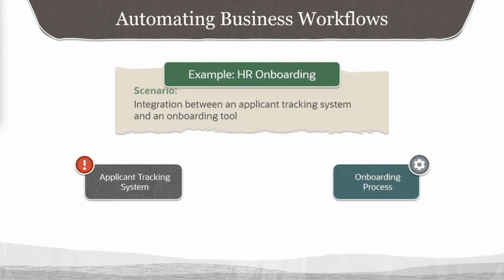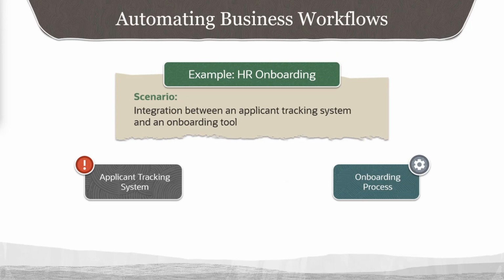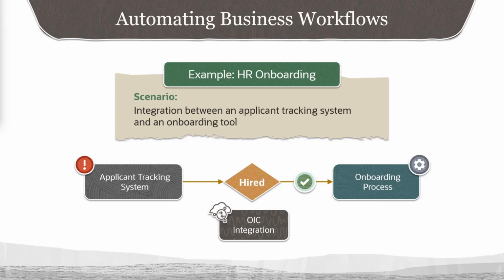With OIC, certain business workflows can be further automated. For example, clearly the HR onboarding process is important to a new employee's success. Well, you can automate workflows between applicant tracking systems and onboarding tools so that when an applicant's status changes to hired, the system could automatically initiate the onboarding process. In the implementation, workflow automation might require some additional conditional checks so that only a status change to hired would then initiate the onboarding process in the target system.